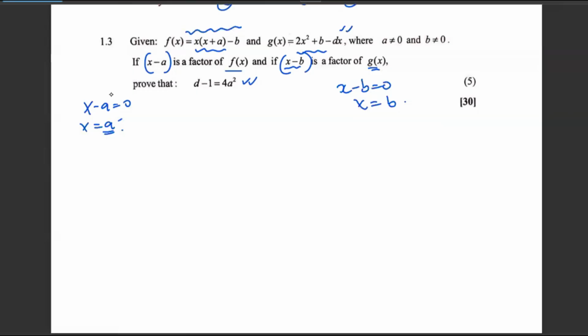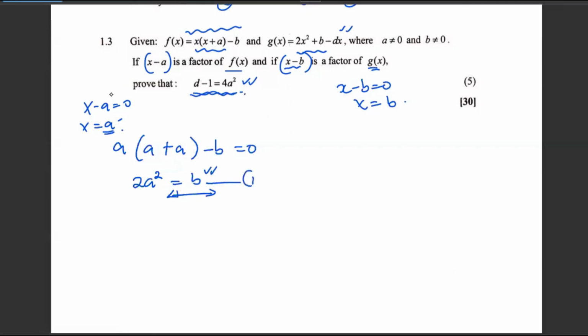So we are replacing x with a, meaning that we're going to have a into a plus a minus b. This must give us 0. Open up that, we're going to have 2a squared, because this is 2a and then a, 2a squared, minus b equals 0, which means our b is 2a squared. What is the question not having? The question is not having a d. In other words, the answer is not having a b. That's why I'll call that equation 1.